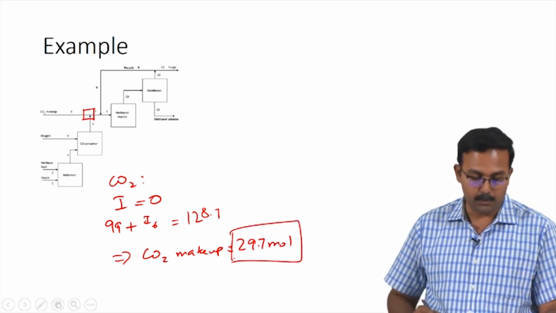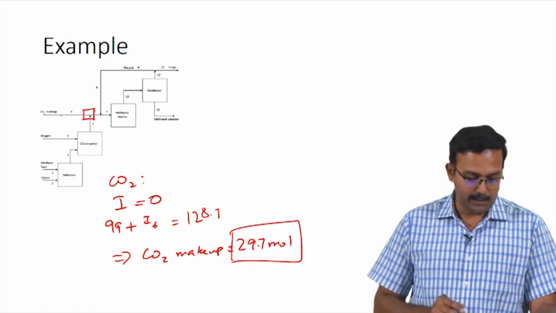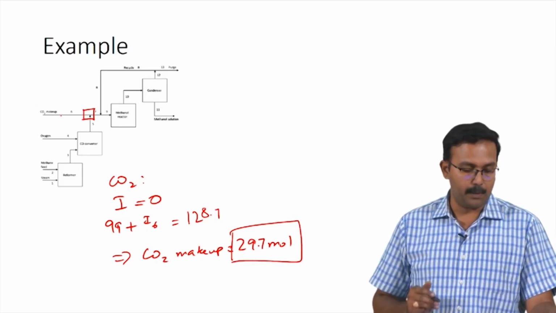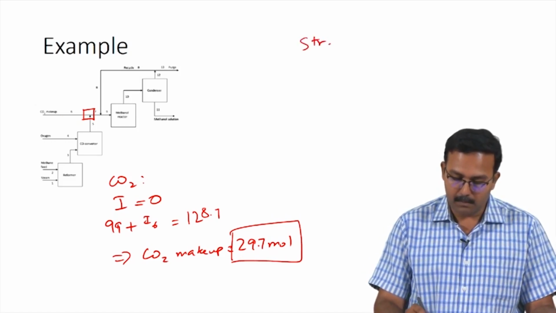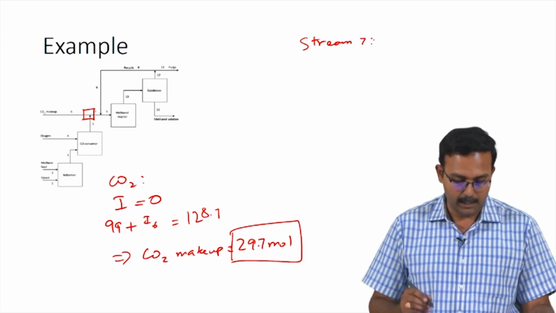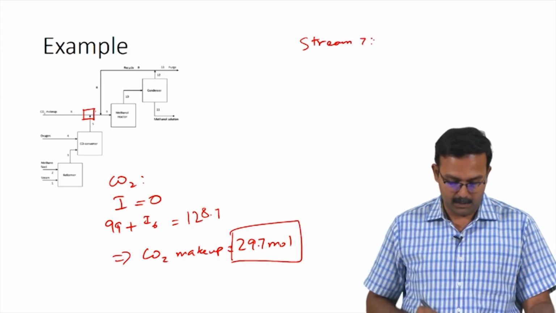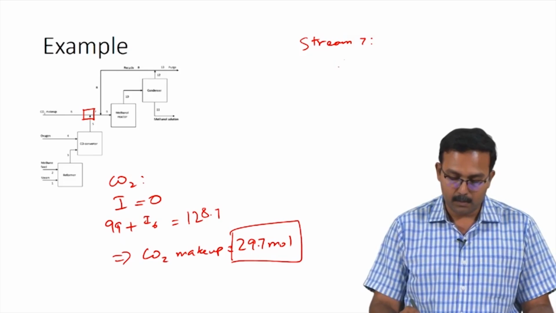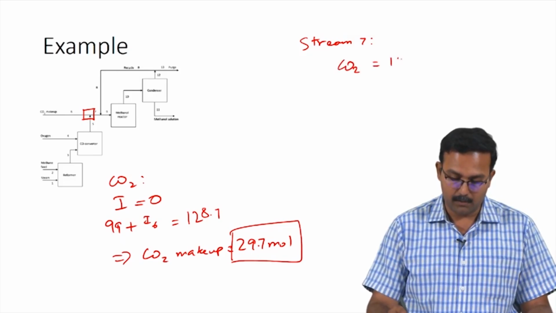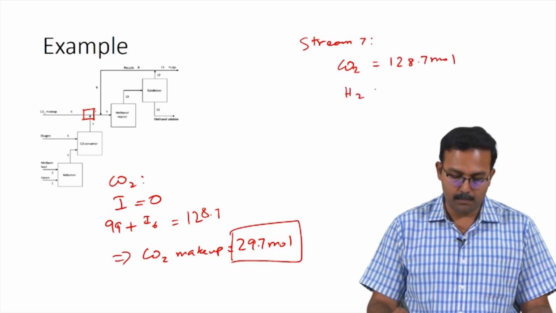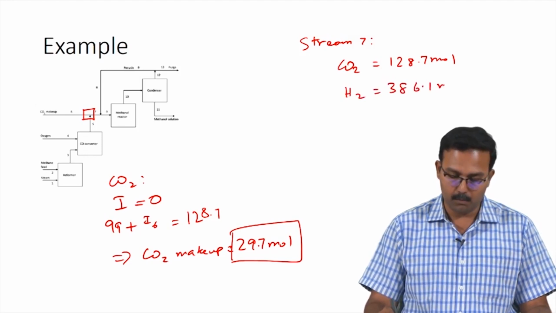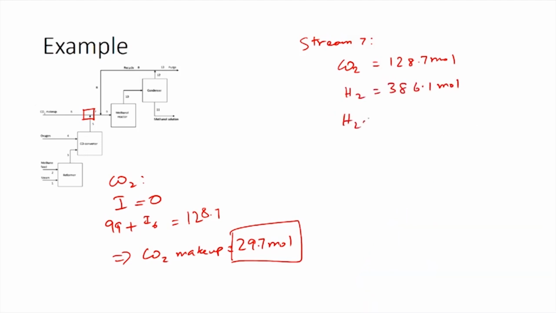So, this is one of the values which we needed to calculate. Stream 6 we have calculated to be the CO2 makeup of 29.7 moles. Based on this, we can also get the information on stream 7. The only component changing from stream 5 would be carbon dioxide, which is being added. So, we now have carbon dioxide of 128.7 moles and hydrogen would be 386.1 moles, and we have water as 29.7 moles, and nitrogen is still being present as 1 mole.